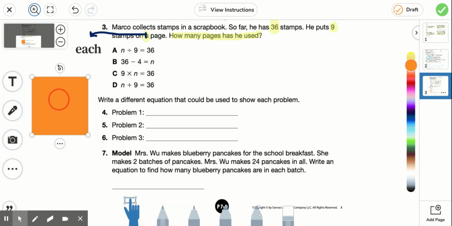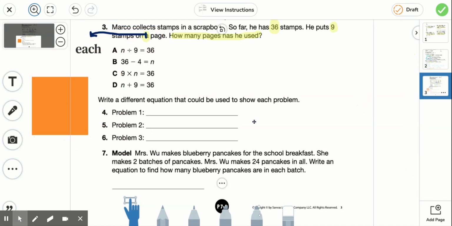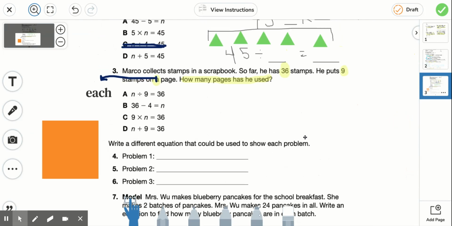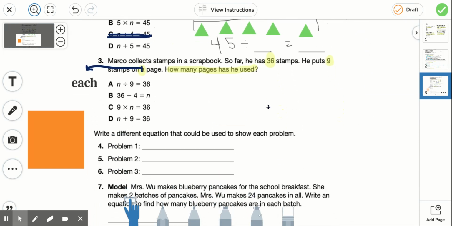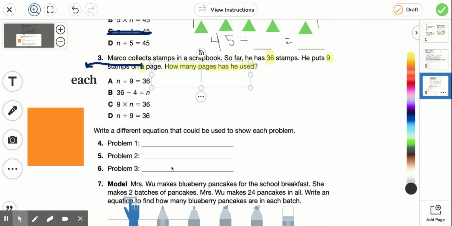Then when you get to 4, 5, and 6, it's saying write a different equation that could be used to solve each problem. So on number 1, we chose 3 times 4 is n. How else could we show this? We could show 4 times 3 is 12. We could show a number divided by 4 equals 3. So you could do it a bunch of different ways. The one we chose was 3 times 4. We could say 4 times 3 is a number. We could also say a number divided by 4 is 3.